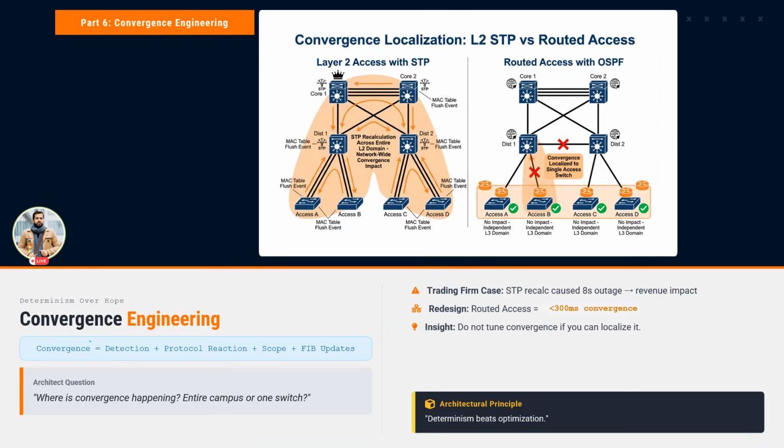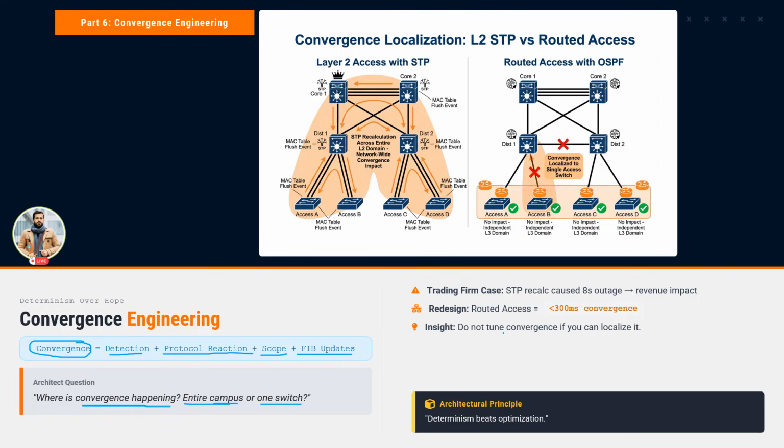Now, convergence engineering. This sounds important. It's critical. Convergence is not luck, it's engineered. It's the sum of failure detection time, protocol reaction time, topology recalculation scope, and FIB update time. The key question is, where is convergence happening? Across your entire campus or just one switch?